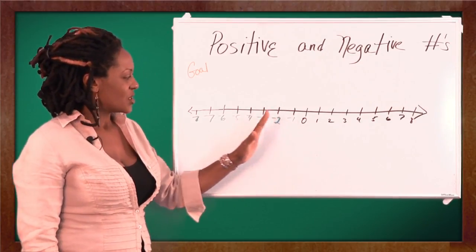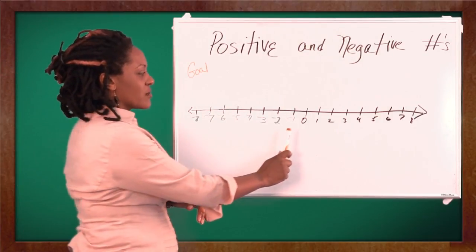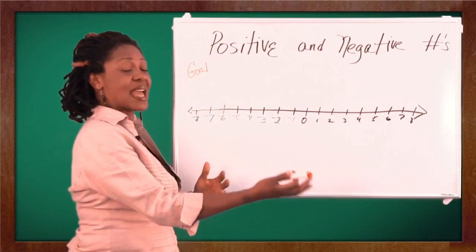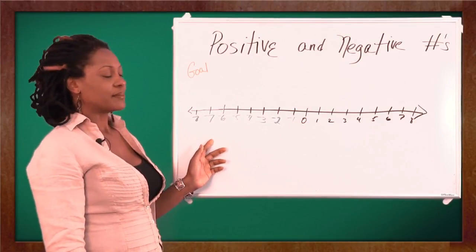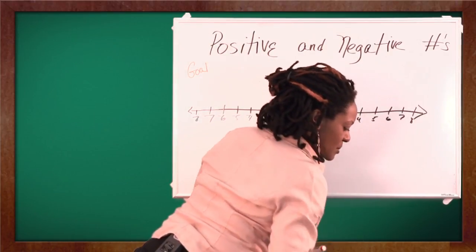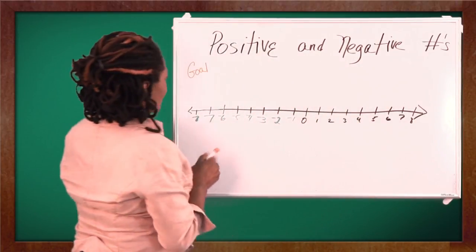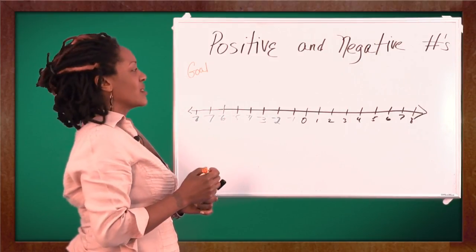So again, let's just really understand what's happening on the number line. Moving to the right, we have positive values adding to the number. Moving to the left, we're subtracting. Okay? So let's just give ourselves a little example. I'm going to use my black marker. Here I wrote the word goal because we should always know where we're going with this lesson.